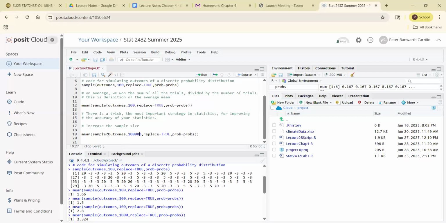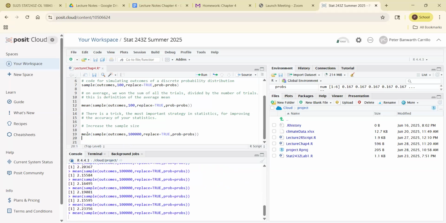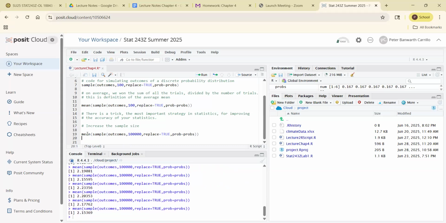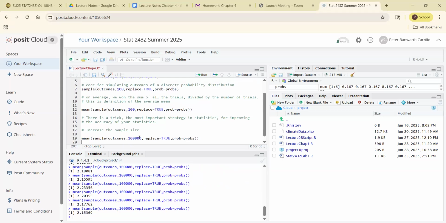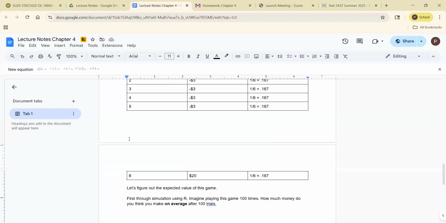So let's go ahead and increase our sample size even more. And now we're super stable. Sure looks like the average is very close to 2.15 or 2.2. So that's how we would simulate the outcomes of a discrete probability distribution. And I will put this code in the lecture notes.